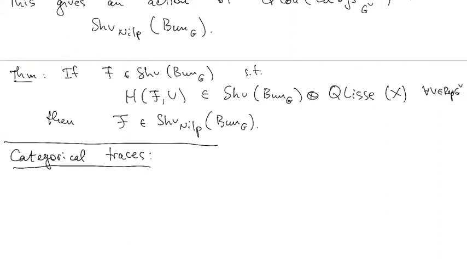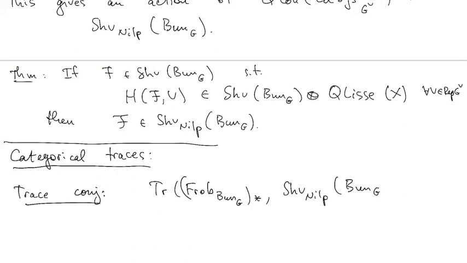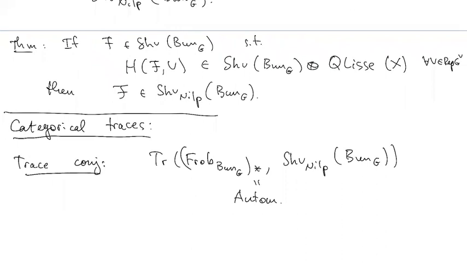So the trace conjecture, which Dennis will talk about next week, maybe now the trace theorem should be called, but anyway, the thing that's called the trace conjecture in this paper, which is now a theorem, is that if you take the categorical trace of Frobenius on G acting on this category, so this is exactly automorphic forms. So this is the assertion. This is the reason why I want to talk about categorical traces, so that we can talk about things like this.